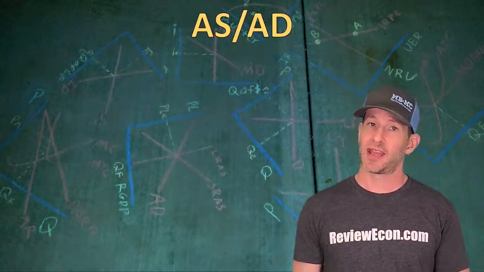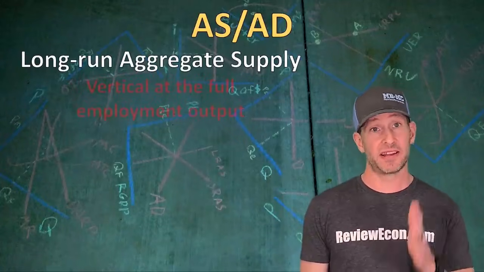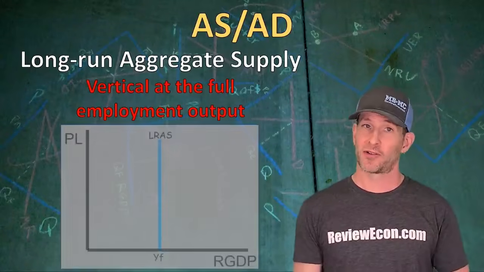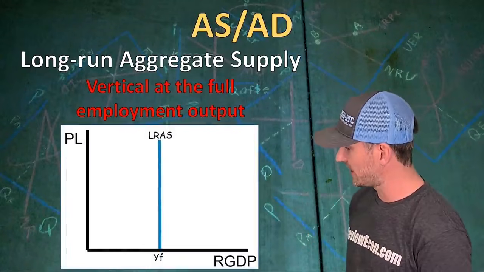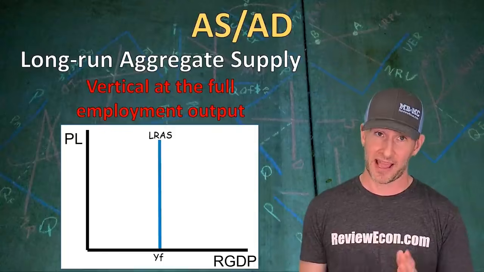On the ASAD model, we have a third curve, and that's the long-run aggregate supply curve. It is a vertical supply curve at the quantity of full employment output. On the graph, we have that vertical long-run aggregate supply curve, and YF is underneath. That stands for national income at full employment.